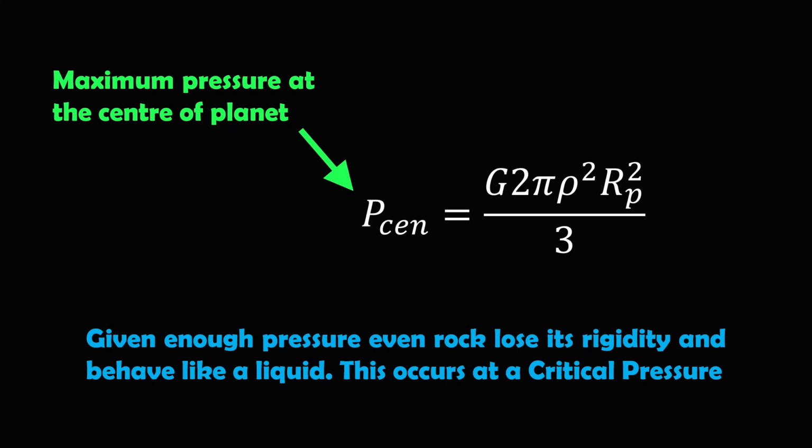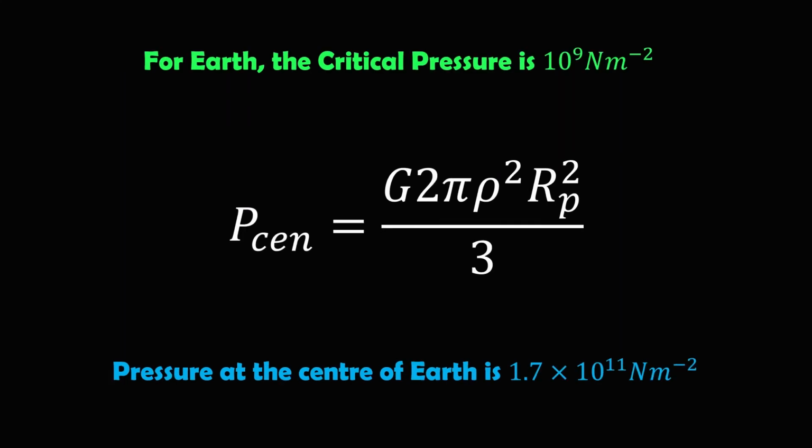So the central pressure in the planet and the critical pressure are going to be important things we need to know. For Earth, the critical pressure is 10^9 newtons per meter squared. And the actual central pressure, using this approximation here, is 1.7 times 10^11. So we can see that the pressure at the center is quite a way above the critical pressure. That tells you straight away that certain parts internally of the Earth, at least, are going to behave more like a fluid or a liquid than like a rock.